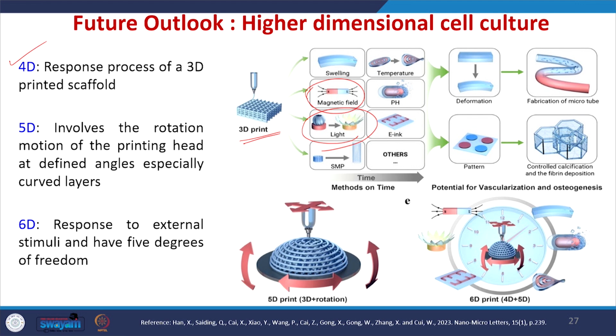So, that means the 4-dimensional scaffold is basically a 3D scaffold, but it responds to external stimuli. Responding to external stimuli is what is called a 4-dimensional scaffold. So, the next one is the 5-dimensional scaffold.